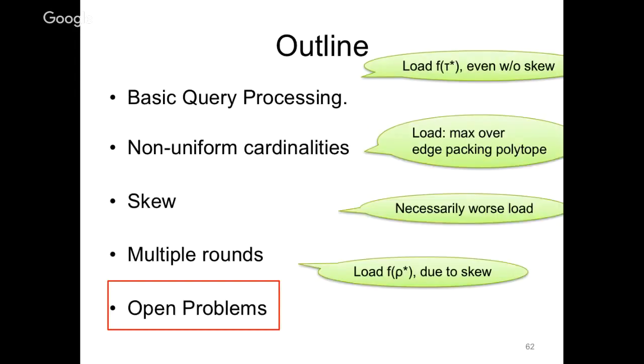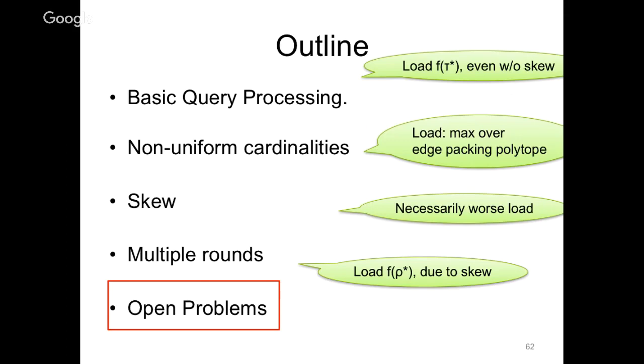Good. So I think I should stop here. Just to review, we discussed basic query processing. We discussed there how to use entropy to prove lower bounds on the load. The takeaway is that the load for non-skewed databases is given by the fractional edge covering number. Once we move to non-uniform cardinalities, the algorithm hopefully can take advantage of the smaller relations and improve the load. There, the takeaway is that the load has to be a max over the various possible query plans.